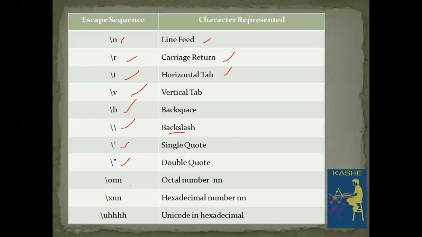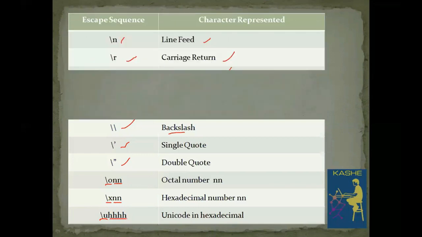And then to represent octal number, we have escape sequence backslash o. Here, automatically NN will be an octal number. Then to represent hexadecimal number, we have backslash x. Then automatically NN becomes hexadecimal number. Now to represent Unicode, we have backslash u as escape sequence. Automatically HHHH will become a Unicode in hexadecimal number.